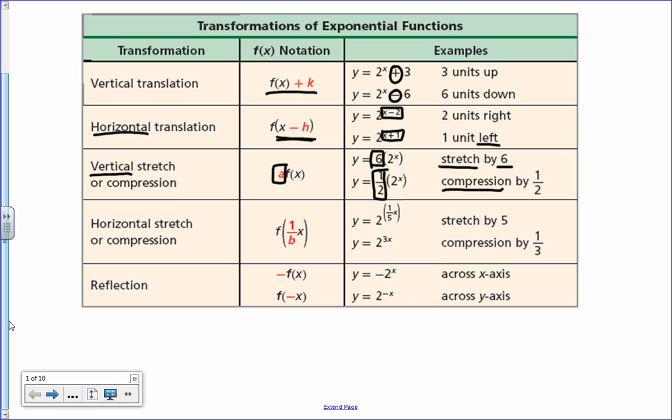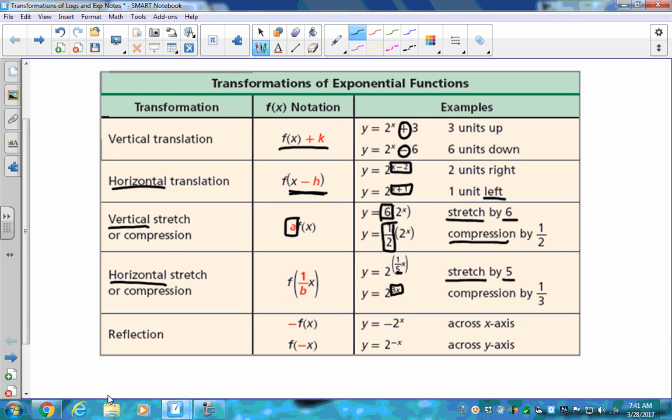Now, horizontal stretch or compression is going to happen in the exponent. Horizontal's inside, with exponentials, it would be in the exponent. And remember, you think opposite. So this first one has 2, and the exponent is 1/5 times x. Usually you would think that's a compression, but since it's horizontal inside, it's a stretch by 5. So you flip the fraction. Likewise, 2 to the 3 times x. 3 is multiplied in the exponent, so you have a compression by 1/3. Again, you have to flip the fraction.